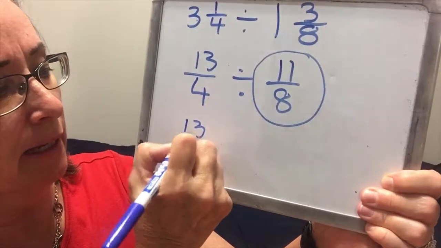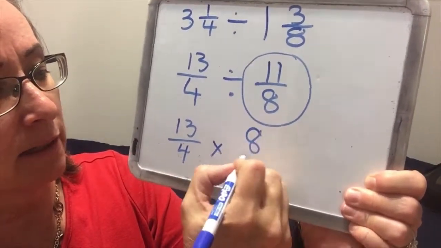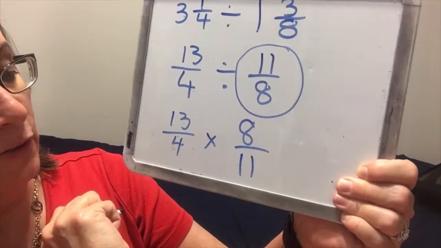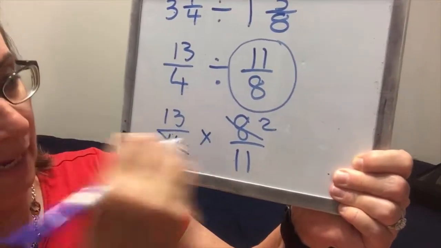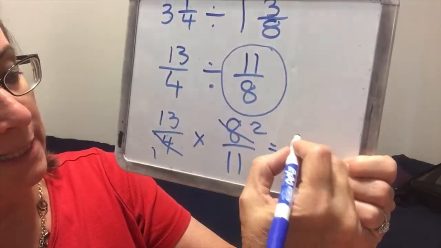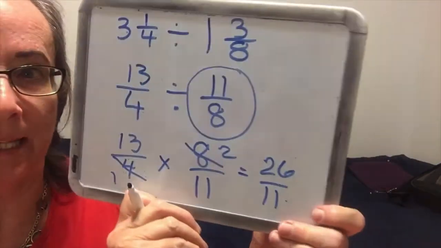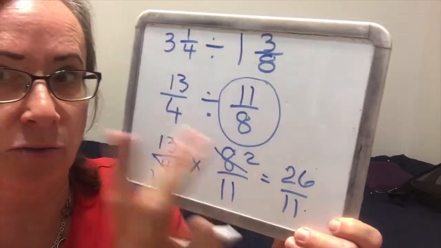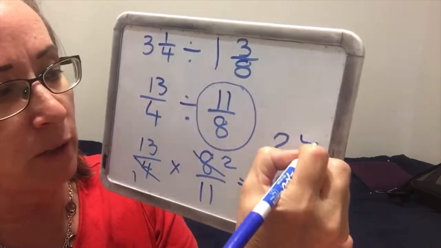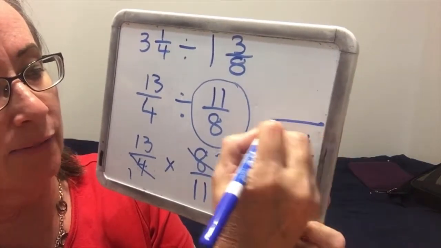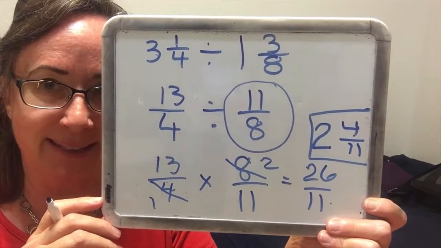Okay, so 13 divided by 4 times 8 over 11. So now we can cancel the 8 and the 4, and we end up with 26 divided by 11. And 26 divided by 11, 11 is going to go 2 times for a 22. So 2 gives us 22. Then we have 4 left over, so 4 elevenths, and your answer should be 2 and 4 elevenths.